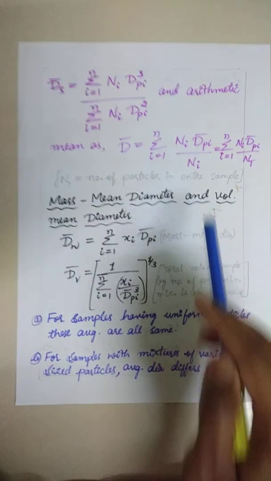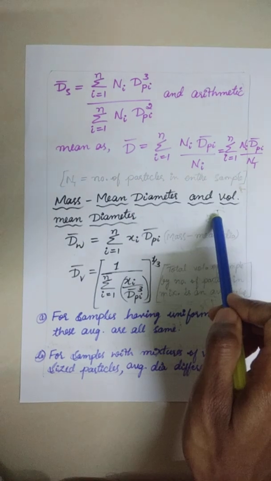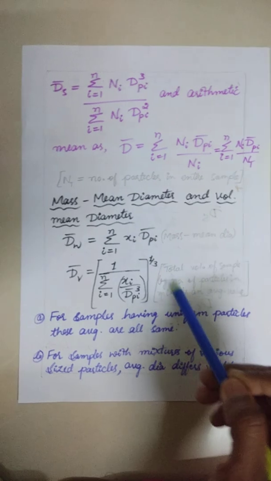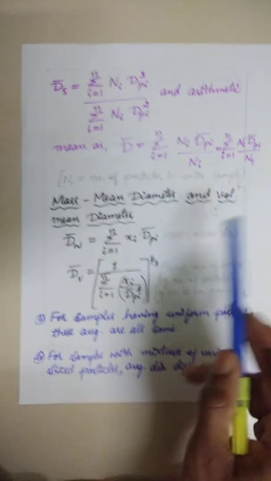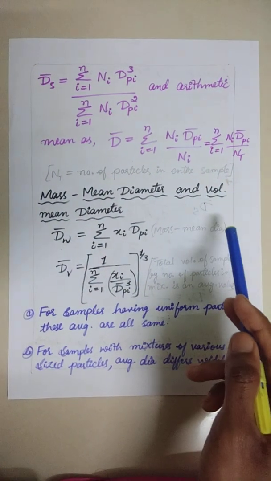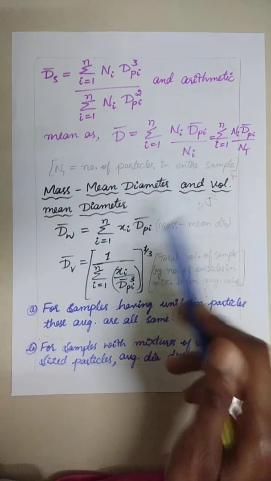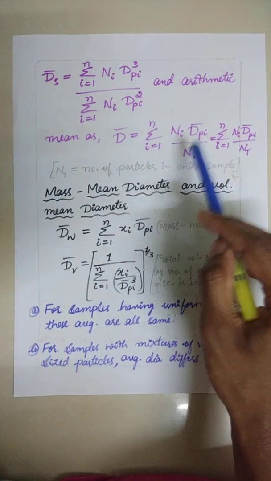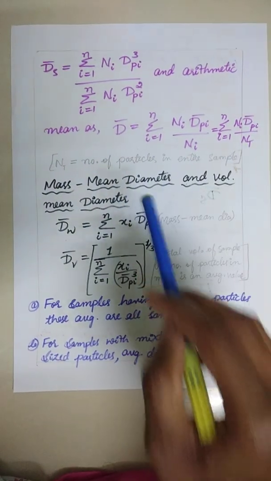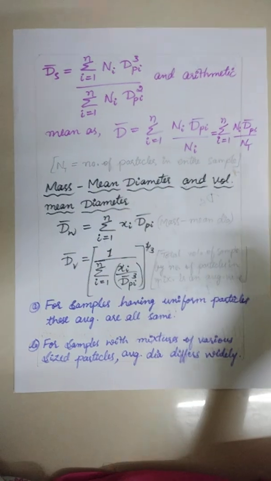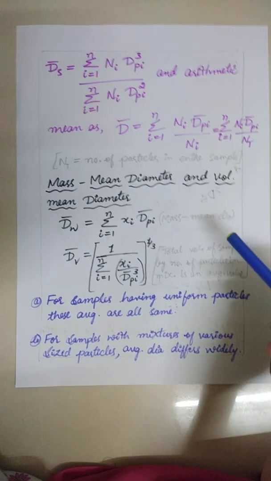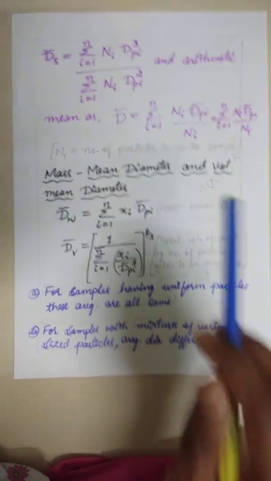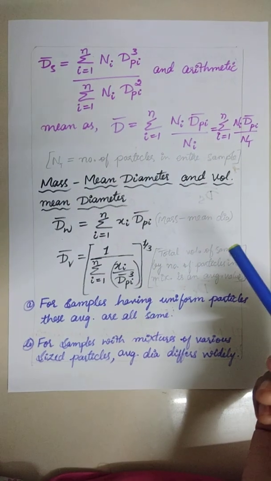Next are the mass mean diameter and the volume mean diameter. Two equations are there, and they are also similar equations. Please note that all these equations look very similar, but you have to know by the heading and what I have mentioned which equation is to be used for which particular type of problem. You must select very consciously. You have to see the formula, then try to solve the problems.